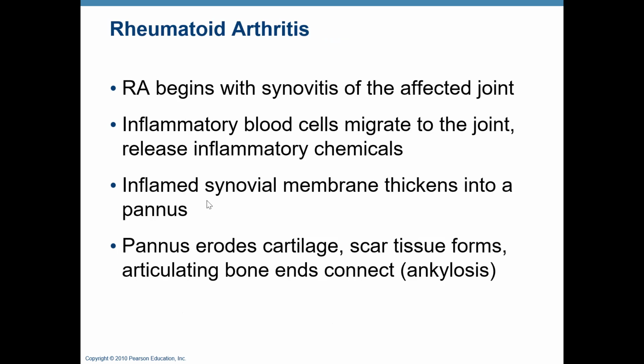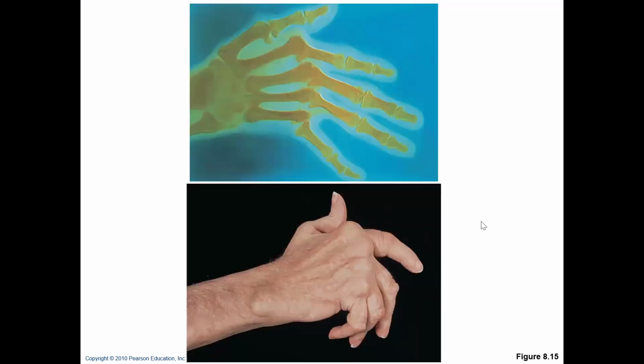So the area is going to be inflamed because vessels dilate more. The membrane there, called synovial membrane, that makes synovial fluid, can thicken and form what's called a pannus. Pannus erodes cartilage, scar tissue forms, and the bone ends may actually connect, referred to as ankylosis. So, picture here of the rheumatoid arthritis. Yeah, that does look kind of painful, huh?